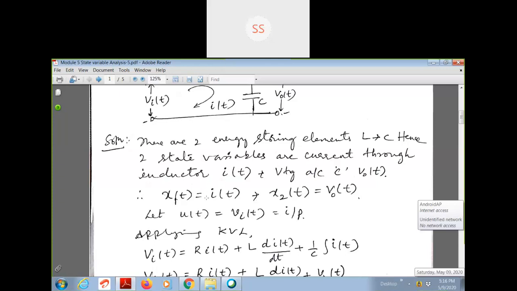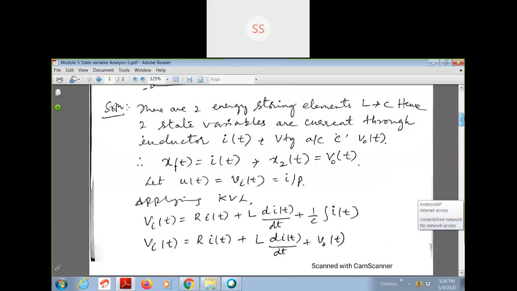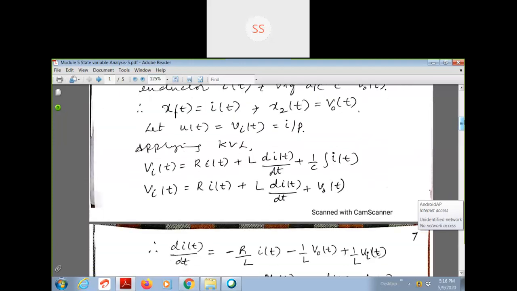and also u of t equal to vi of t, which is nothing but the applied input to the circuit. So the two state variables are designated as x1 of t and x2 of t, or we can also write them as x1 and x2, and the applied input to the circuit, that is here vi of t, is written as u of t. So this is the basic notation for the given circuit diagram.